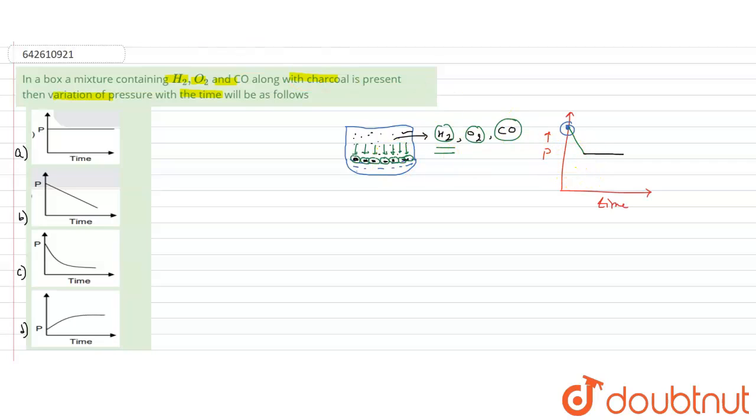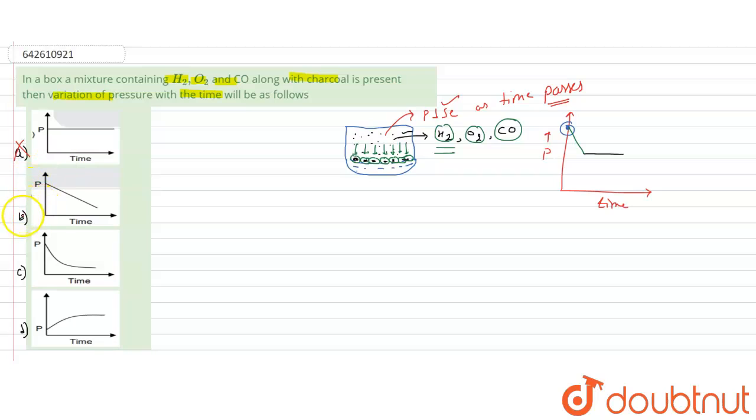So let's check the options. Option A is saying that as the time passes, pressure becomes constant. This cannot be the right answer, because as the time passes adsorption takes place, and due to the adsorption the pressure decreases. So we cannot get a straight line.